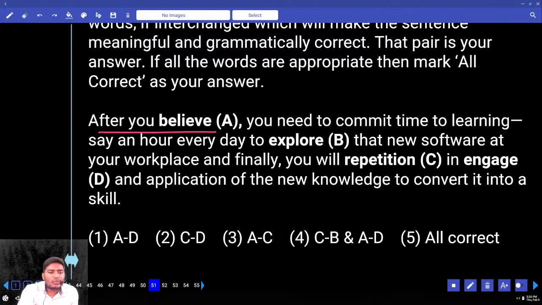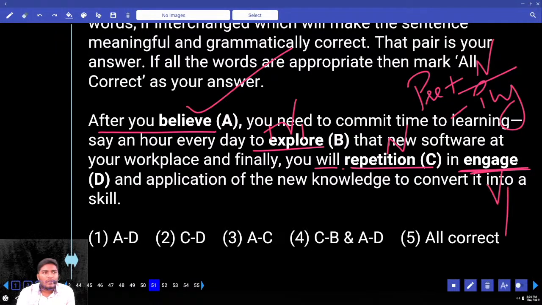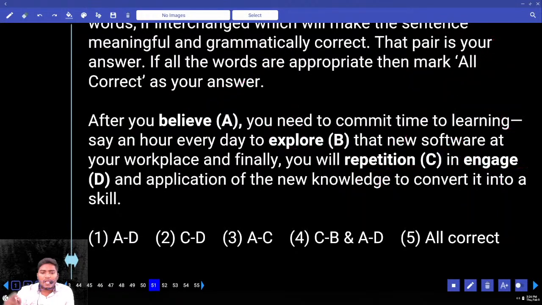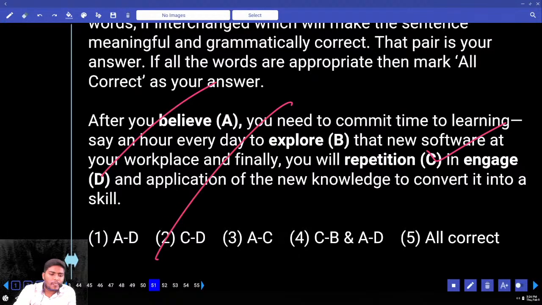Look at this. After you believe, it is okay. To is followed by here, V1, okay, looks good. Next, look at this. Will repetition, will is followed by here, noun form. Prepositions are followed by noun forms, or they are also followed by ING. Now is it ING, engage? Engage is what there? V1. Repetition is nothing but noun form. Now look at these combinations. After will we need V1. After in we need noun. Now tell me your answer. You will engage in repetition and application. So swap must be between C and D. Comes with 2. Move to 52.